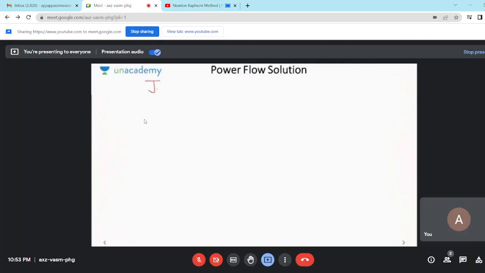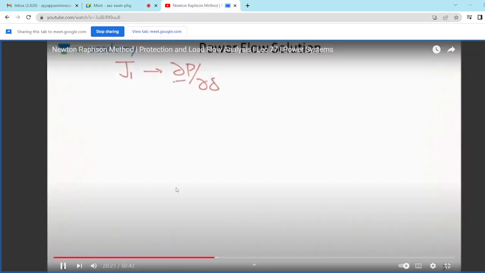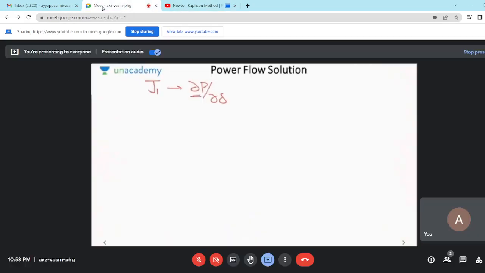Now Jacobian J1 is actually del P by del delta. P is known for all the buses, because PV and PQ buses would know the P. So it is known for n minus 1 buses. Delta delta is to be updated for n minus 1 buses. So the order is n minus 1 cross n minus 1. J2 is del P by del mod V. Now P is known for n minus 1 buses, and mod V we need to calculate for n minus m minus 1 buses.